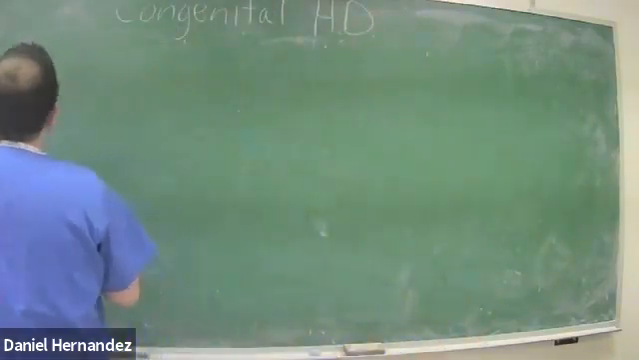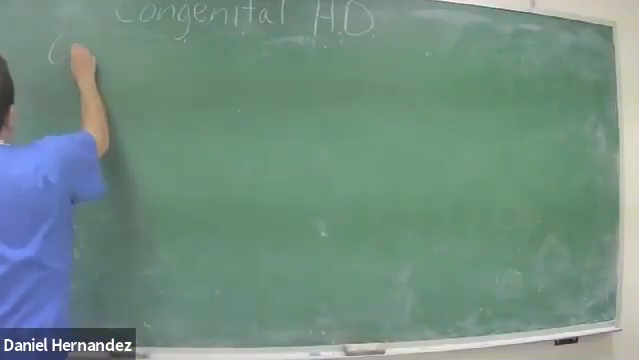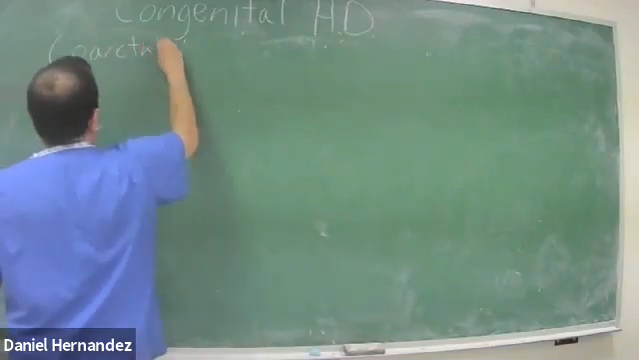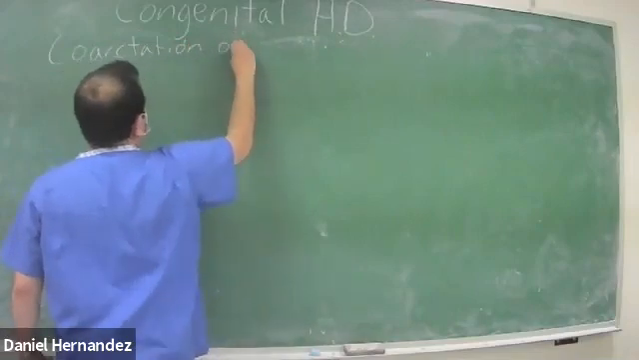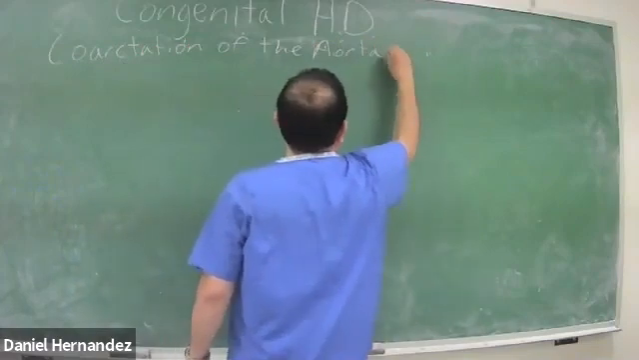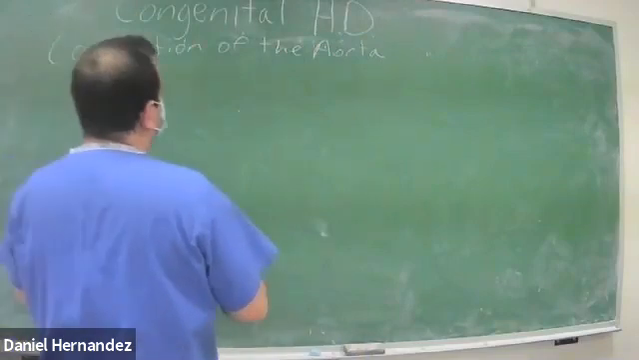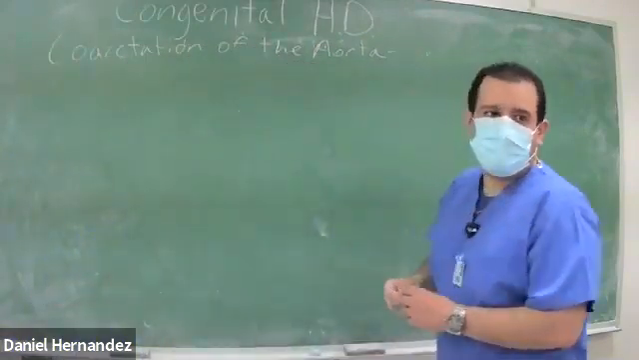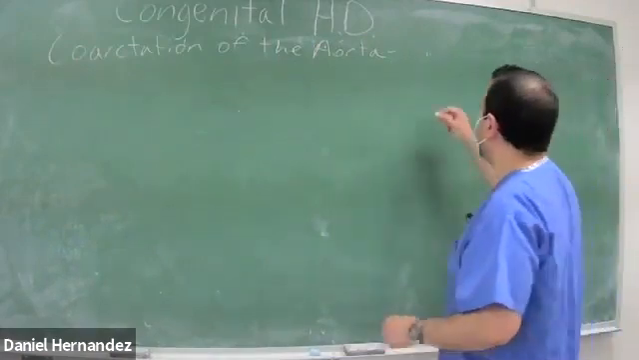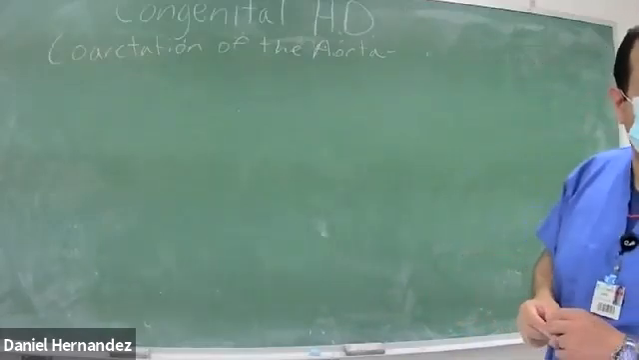Another congenital heart defect now. I'm just going to talk a little bit about coarctation of the aorta. So we know that this is a narrowing, an abnormal narrowing or partial obstruction of the distal section of the descending thoracic aorta.